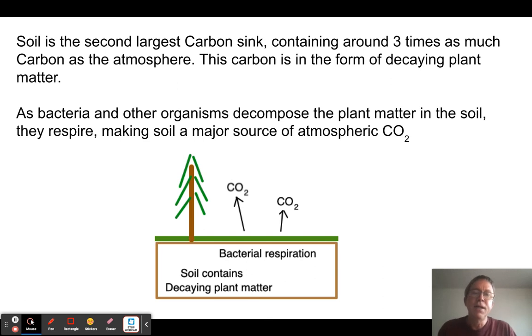Now, what happens is bacteria and other decomposing organisms, beetles, worms, whatever, in the soil tend to eat this material, and as they digest it, they release carbon dioxide into the atmosphere. So it turns out that soil is actually a very major source of carbon dioxide entering our atmosphere.